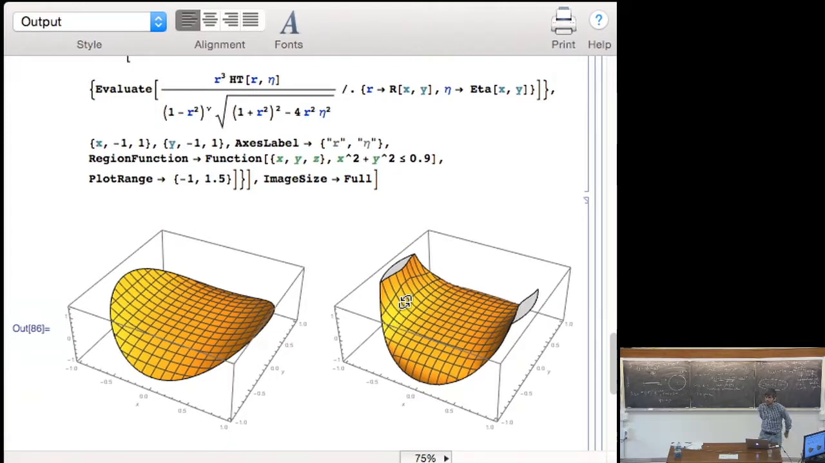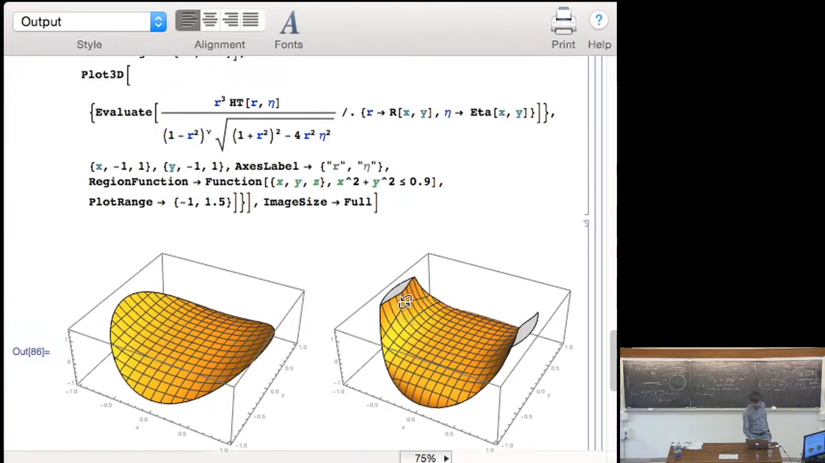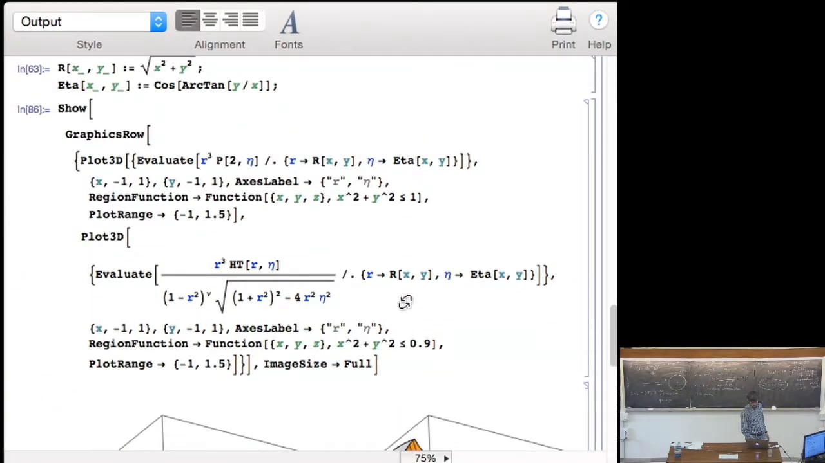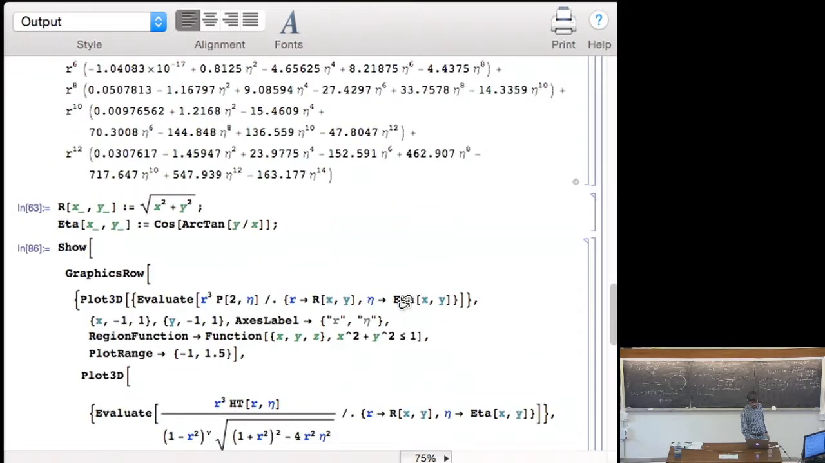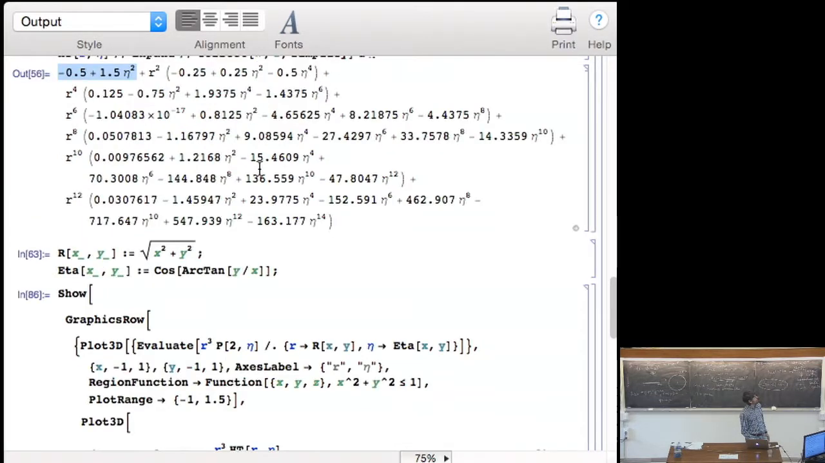Yes. Which coefficient is not 0? You mean that this is 0?